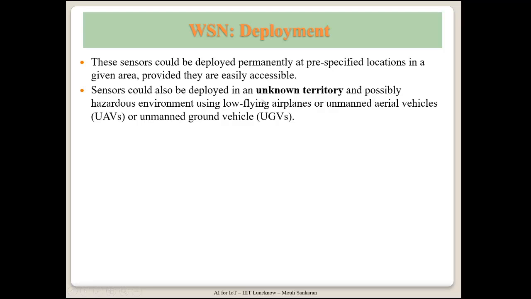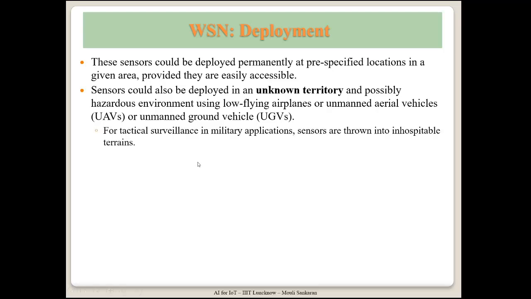But in case the territory is unknown, maybe a border of our nation, like maybe in China or maybe in Pakistan, an unknown territory, if you want to plant some sensors, we may have to use unmanned aerial vehicles or ground vehicles to distribute the sensors there, and then maybe a sink or other devices may be on our side, to try to understand what is happening in the nearby areas. So tactical surveillance in military applications could also possibly use this kind of sensor network.